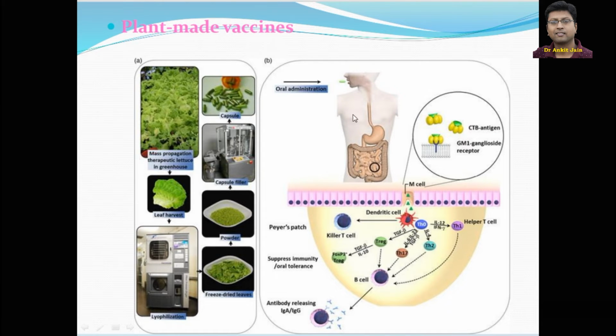The same thing happens with humans. The research is going on in banana and potato, where mass propagation of that particular plant is done, and after all the processes, this particular vaccine is given orally to the human.